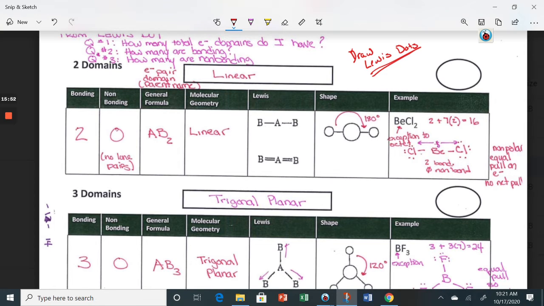So you have a total number and then you count. How many are involved in a bond or are a bonding area? And how many are not in a bonding area? So when I say how many are bonding, how many bonding areas do you have in the molecule? And then how many non-bonding areas, lone pairs? And it could be a lone electron too, so remember that.